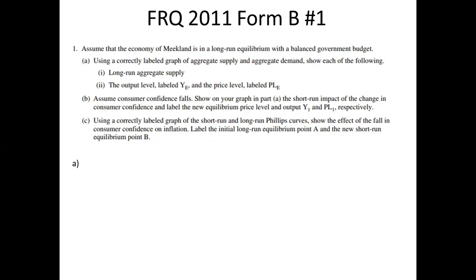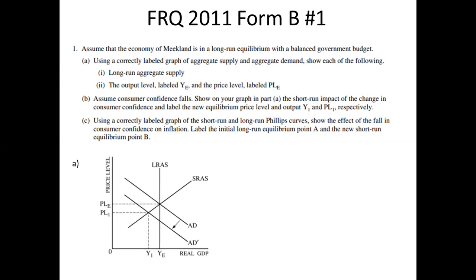Okay, so first thing you do, draw your graph. Right now, you would ignore this second line right here. You'd ignore the second AD, the PL1, Y1. You should have your axes labeled PL, GDPR. You should have your long-run aggregate supply curve, LRAS.